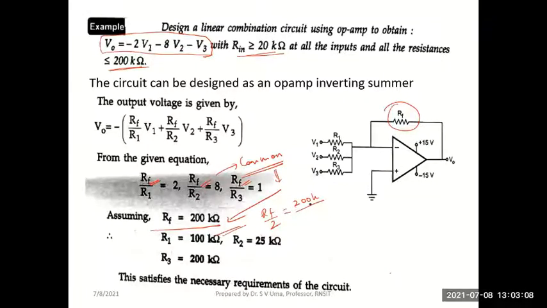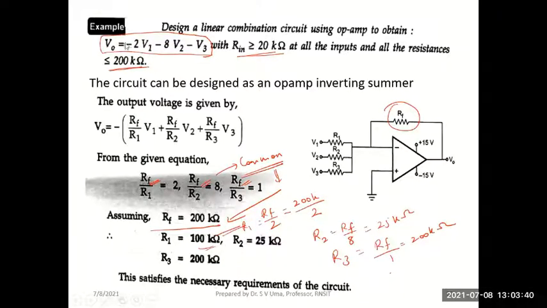RF by 2, 200K by 2. Therefore, R1 will be 100K. R2 will be RF by 8, 200K by 8 is 25K. And R3 will be RF by 1, which is 200K. So you will be getting the three resistors R1, R2, R3, which are 100K, 25K and 200K.